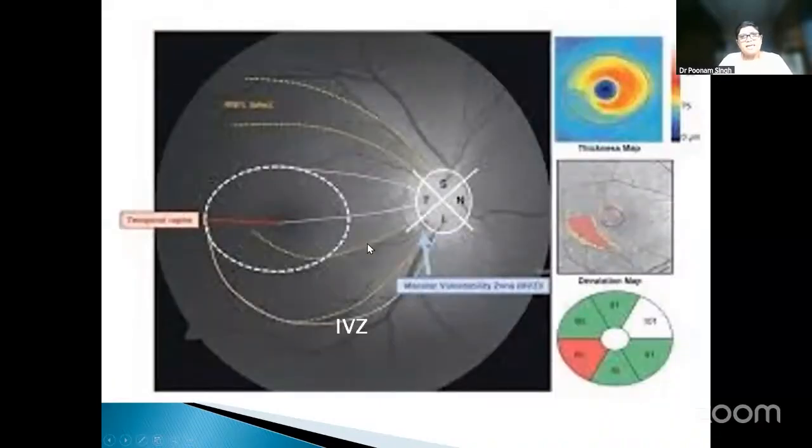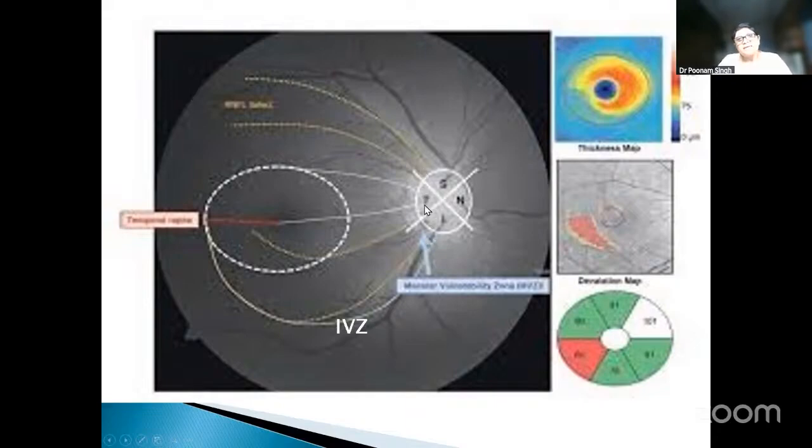Let us spend a little more time on this slide. We see that all the fibers from the superior macular area are ending in the temporal quadrant, whereas the fibers from the inferior macular area and the parapapillary area are ending in the inferior or temporal inferior junction. So usually the inferior fibers are the most affected fibers, and this is the area which is also known as the inferior vulnerability zone.